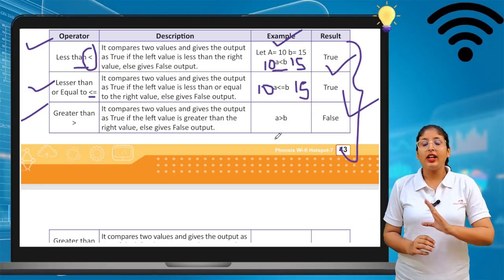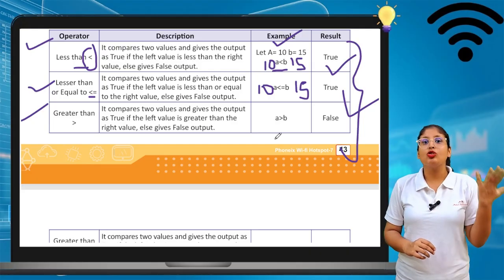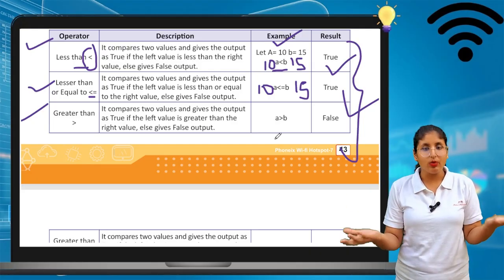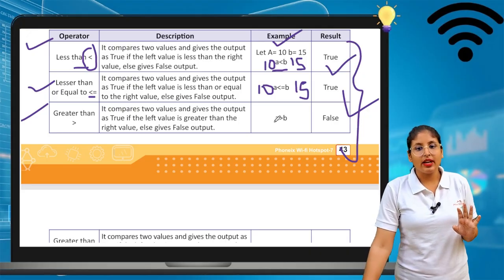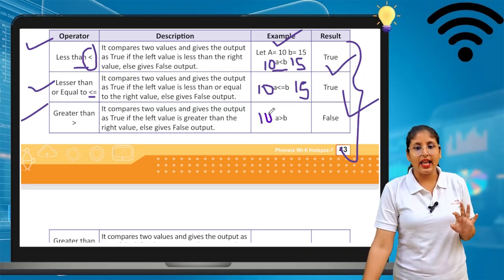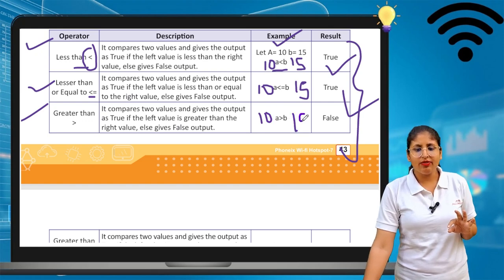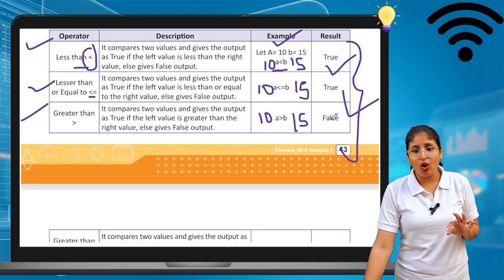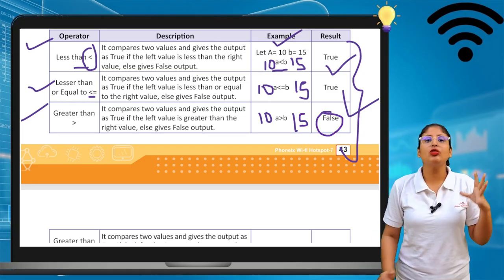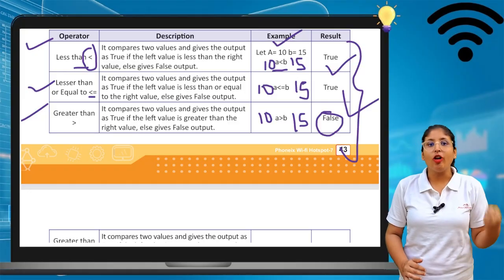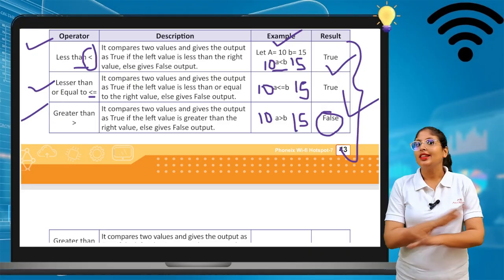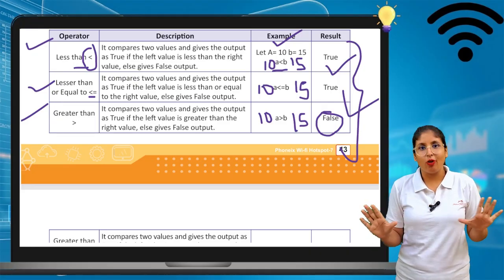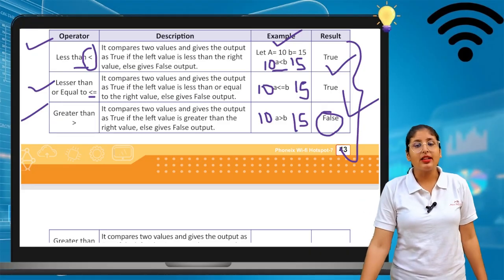Of course, if the left value is not greater than the right value, then it is false. Let's see, the value of A is 10 and the value of B is 15. Is 10 greater than 15? No, so we call it false, because this statement is absolutely false. If we put the value of A as 10 and B as 15, this statement is totally false. So we write the result as false.